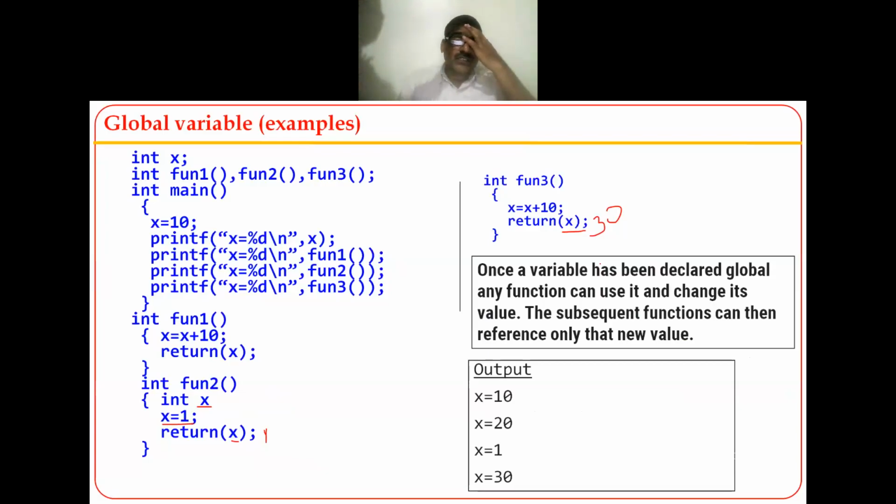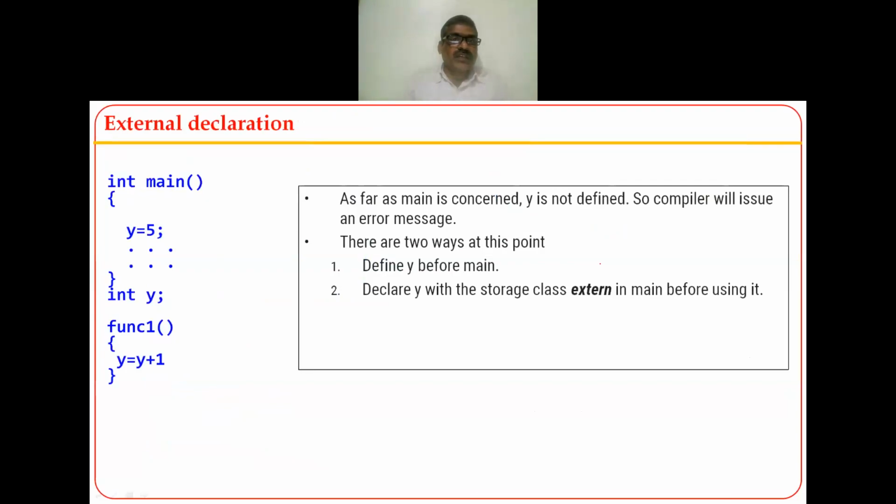Fine, so it is printing 10 first, then second it is printing 20, third it is printing 1, and fourth output x equal to 30. So another important example using external declaration.